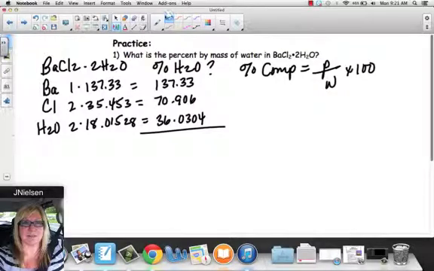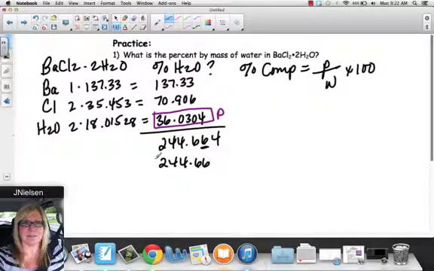This is my part, and my whole, I'm going to add all three of these up, is 244.664. And I can see that this has got 2 decimal places, so we only want 2 decimal places. So it's really 244.66. This is going to be my whole.